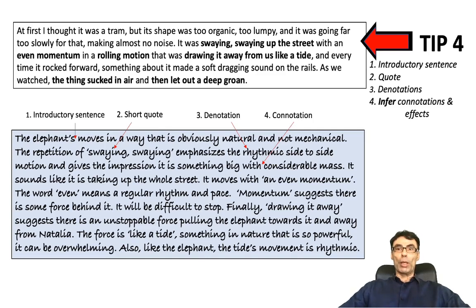My second quote is, "it moves with an even momentum." I define "even" for the denotation, a regular rhythm and pace, and my inference, "momentum," suggests there is some force behind it. It will be difficult to stop. And I continue in the same manner for the next point. I use a quote, a denotation and a connotation. And that's the formula. Obviously, to get the full 15 points, you have to complete the same process for the second bullet point that refers to paragraph 12.